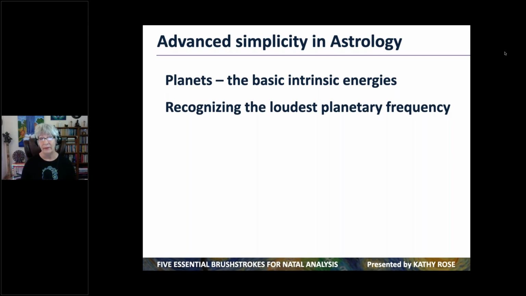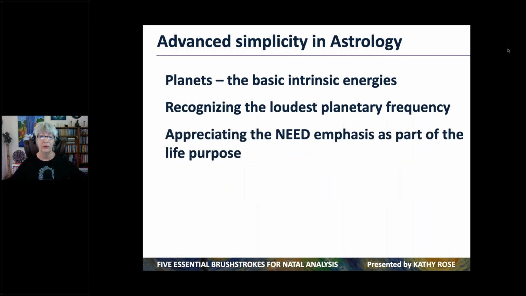You know, if you think about when you meet somebody and they are, let's say, keyed to the frequency of Saturn, that's going to feel very, very different than if you meet somebody who has a very, very strong Venusian energy. And you will know the difference instantly. Just like you will know if somebody is keyed to the frequency of Uranus and you compare that to the frequency of Pluto, you're going to feel the difference. So I do think in terms of planets as frequencies, and applying these brushstrokes helps us to recognize the loudest planetary frequency. And then we appreciate the need emphasis as part of the life purpose.